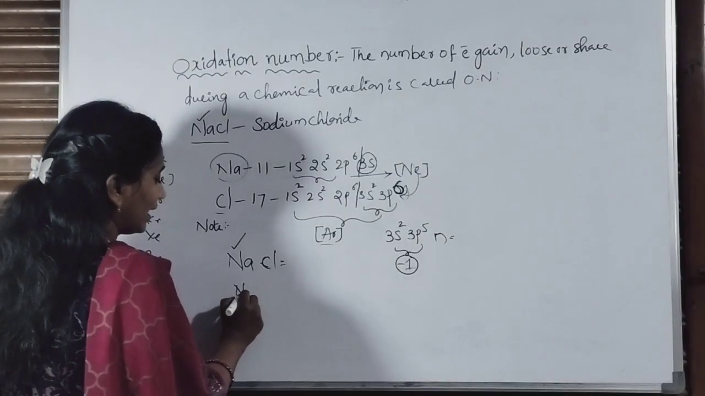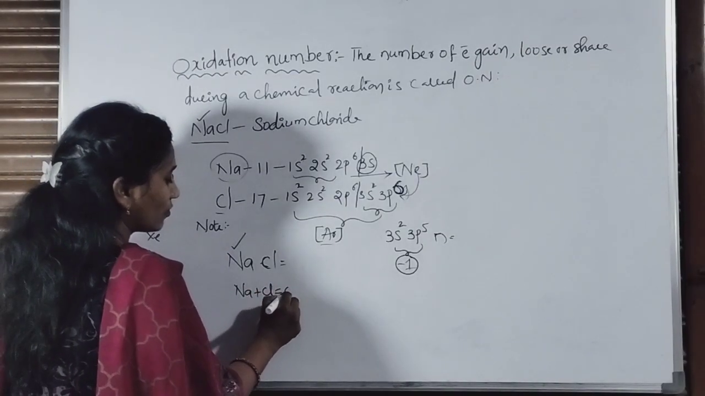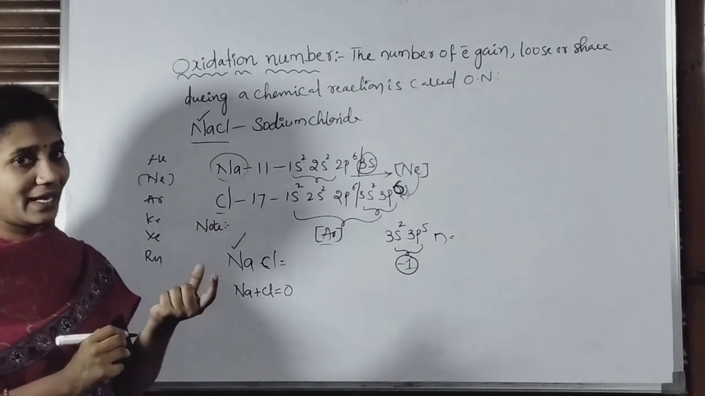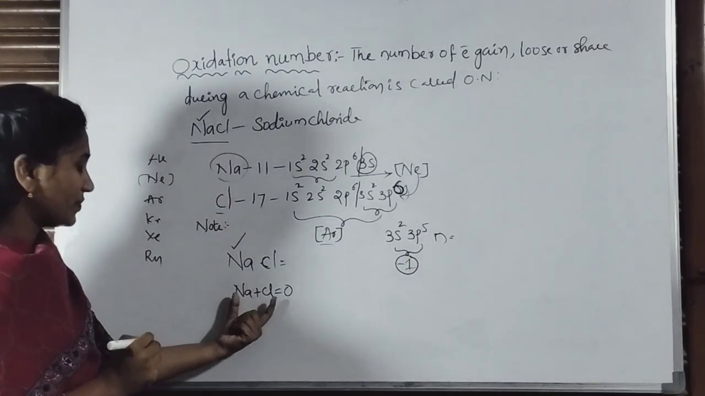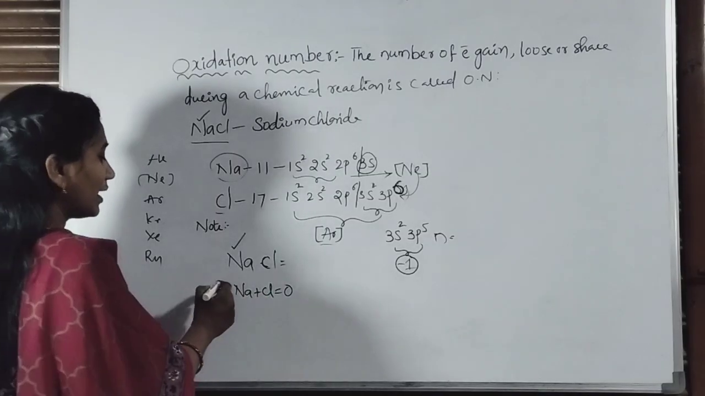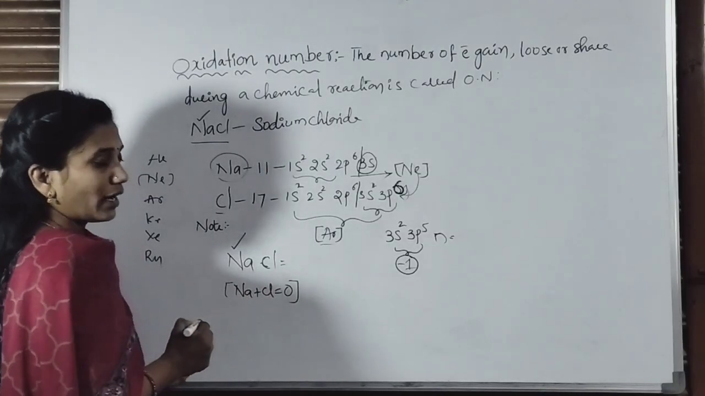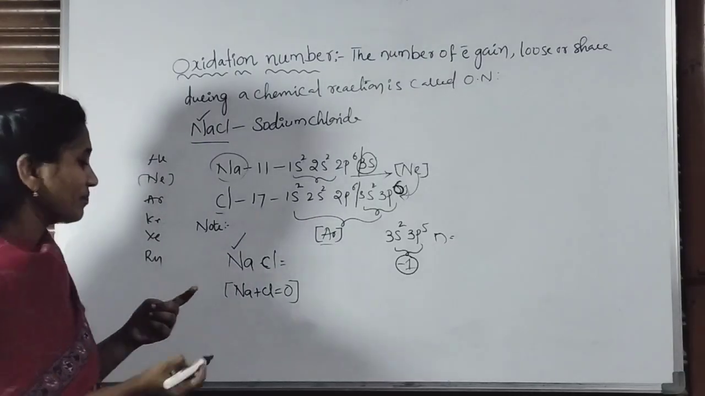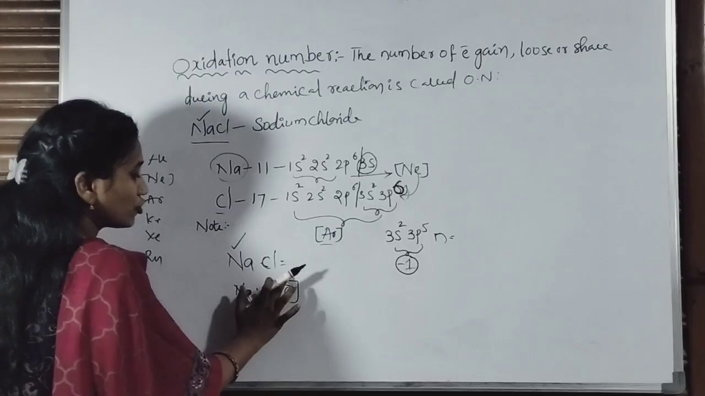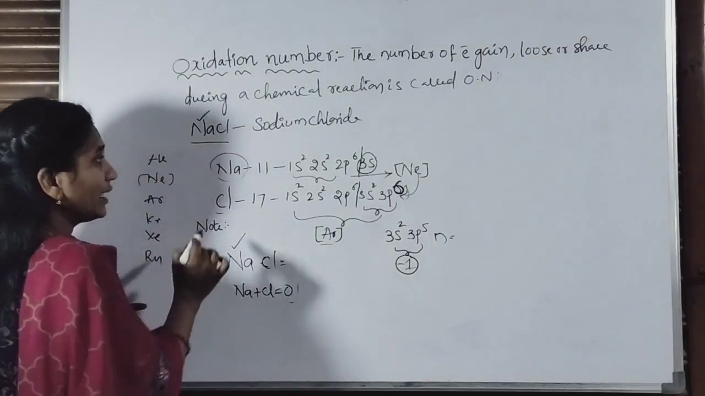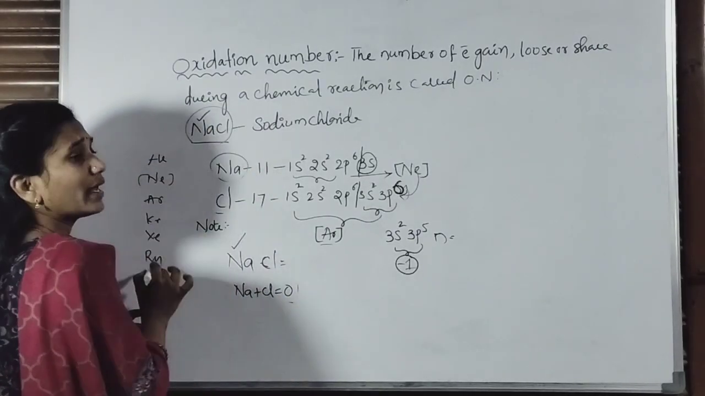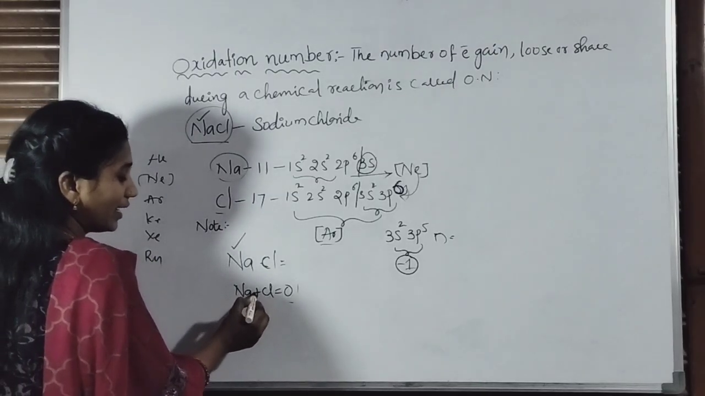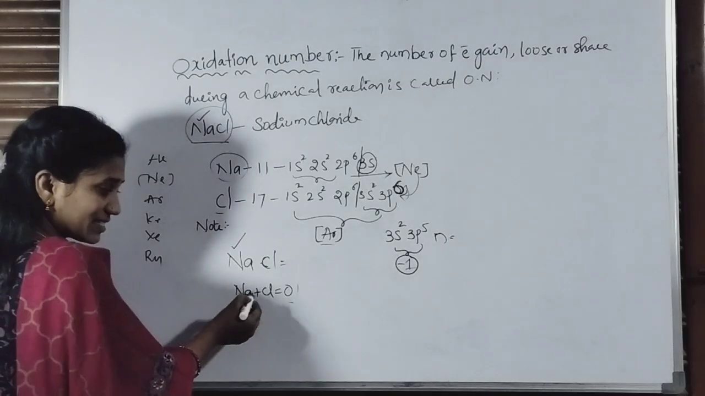Now let me write Na plus Cl is equal to 0. In this way we have to write, whenever we are calculating the oxidation number of any element, first we have to write in this form. There are certain rules given for the neutral atom, so I will tell you the rules, but just let me tell you one example to make it clear. NaCl is to be written in this way, and whenever an element is in compound form or elementary form, the oxidation number is 0. Now here Na plus Cl is equal to 0 because it is in the compound form.